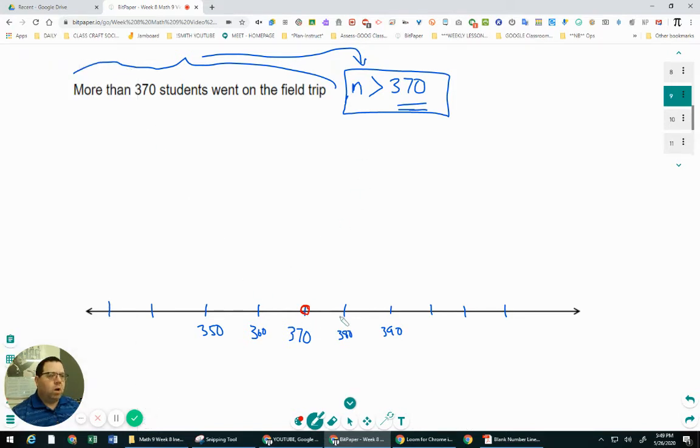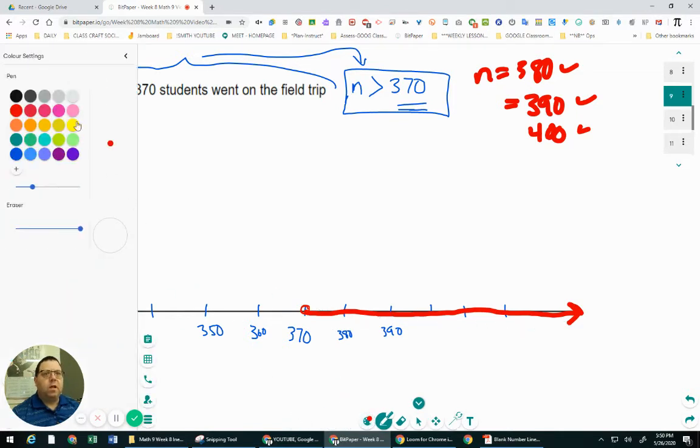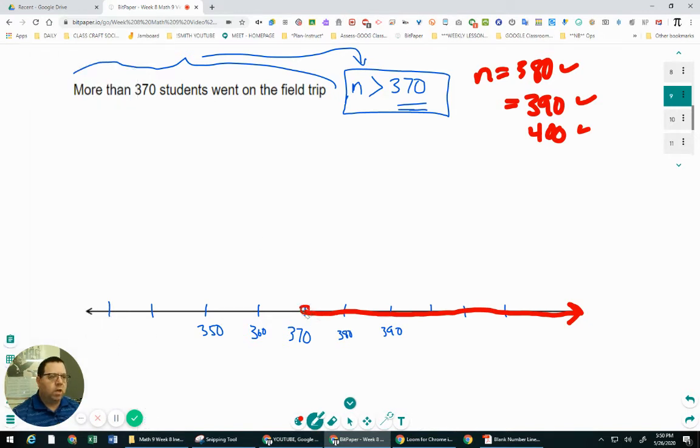I'm going to make this a little bit thicker. You're saying, well, look, could n equal 380? Yes. Could there have been 390 students? Could there have been 400 students? Yes. So in other words, everything past this is good. So this part of the number line does not get a part of this thick red line that I've drawn. That was maybe just a tad too thick, but let's go back to the original circle.